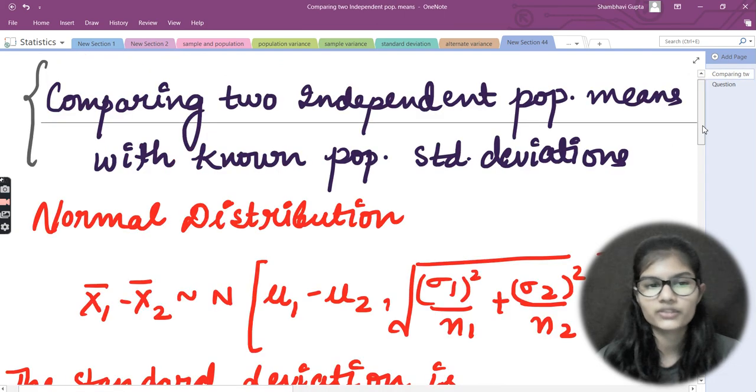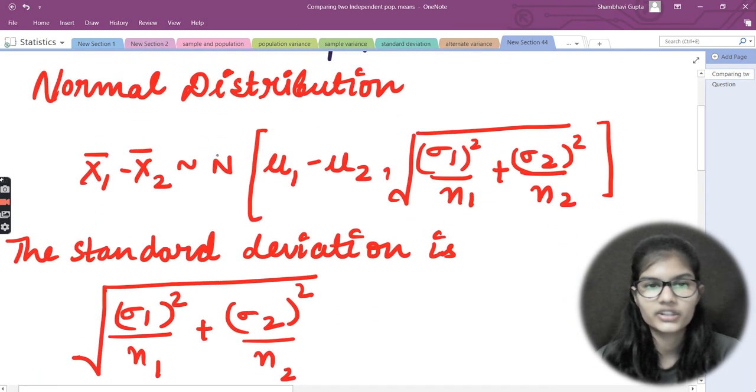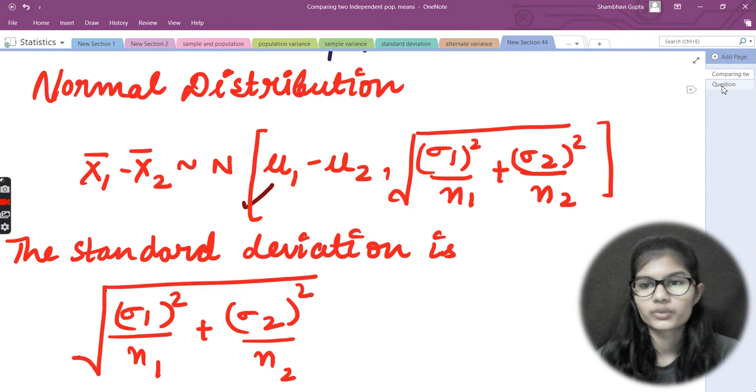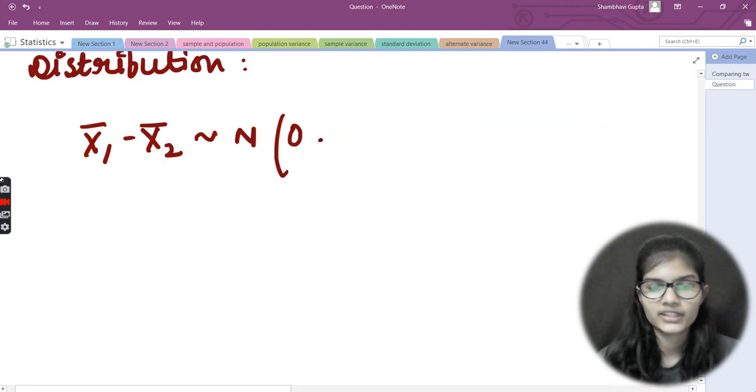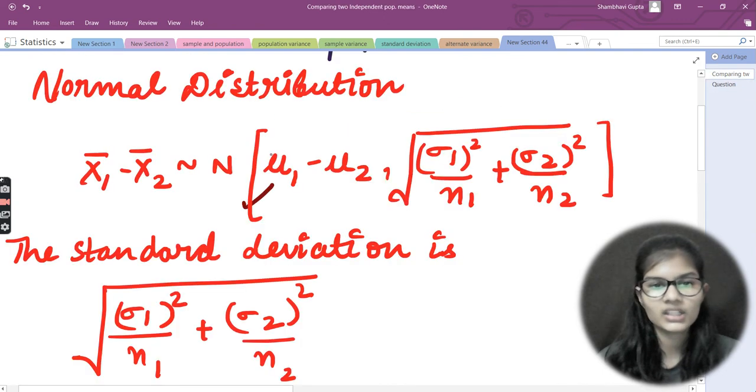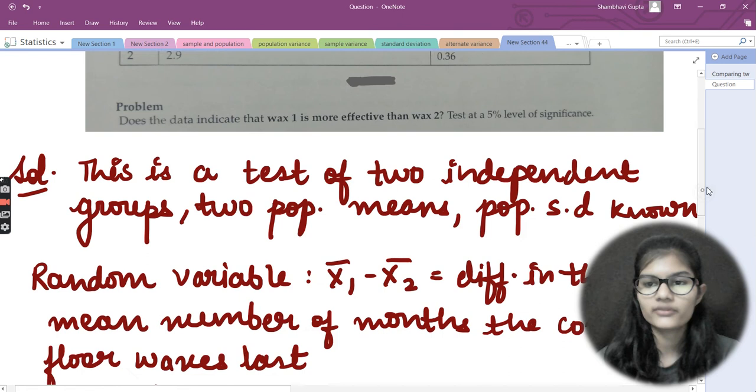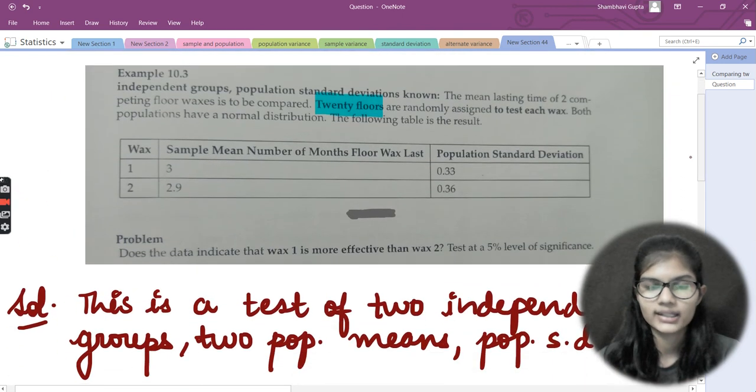Okay, now just figure out what was the formula for that standard normal distribution. mu1 minus mu2, right? So here just given 0. Putting out the square root, we were having sigma 1 squared upon n1. Go above to the question, find out what is sigma 1. Sigma 1 is my population standard deviation. So the first is 0.33 and second is 0.36. What about the n? So n we are having total which is 20 floors. So that same I would be taking out, right?